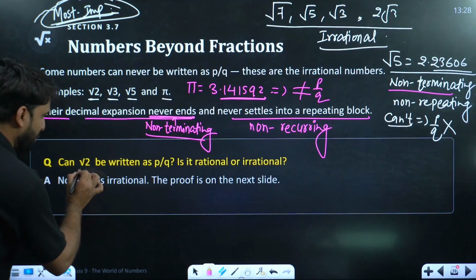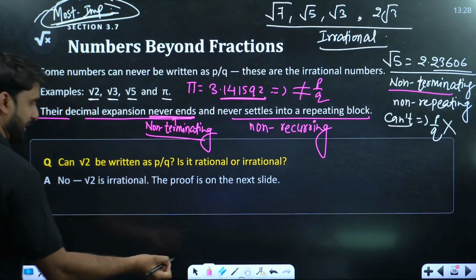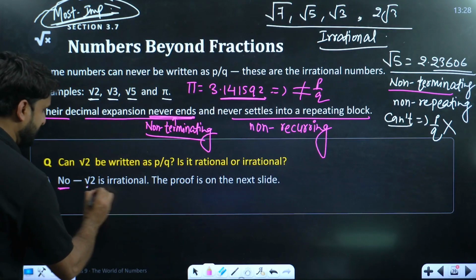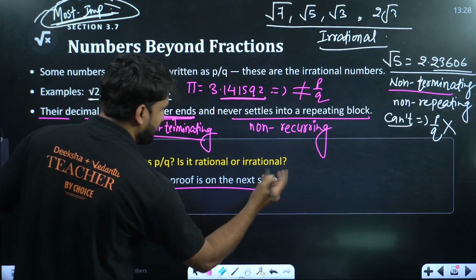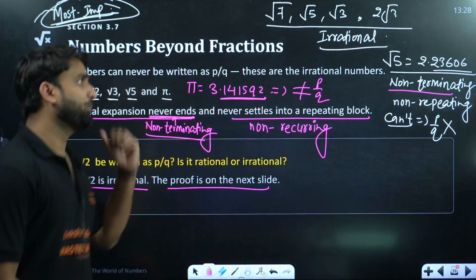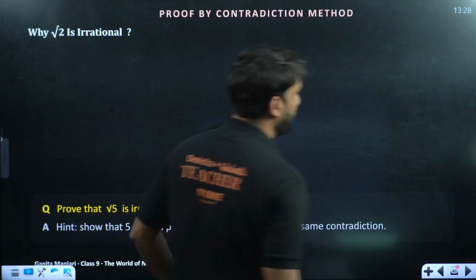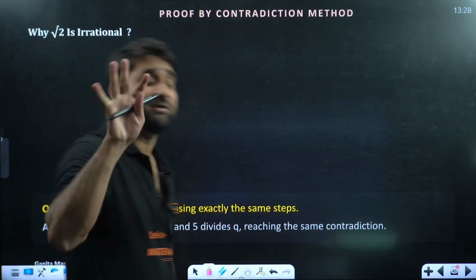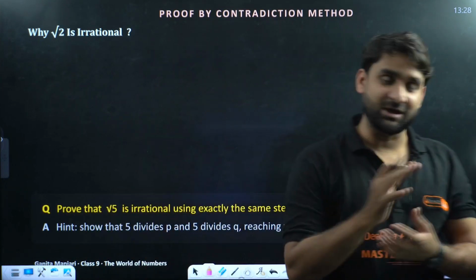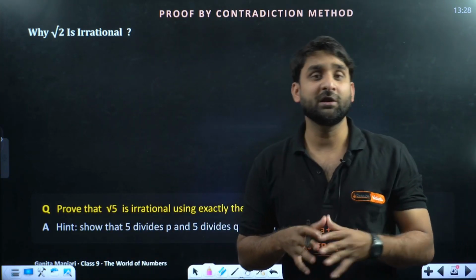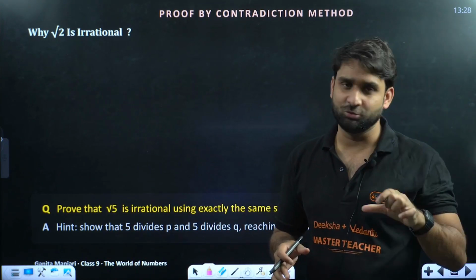So can √2 be written as p by q? No, not at all. √2 is an irrational number. The proof is on the next slide. So let's do the proof of how we can prove √5, √3, √7, except perfect squares. √4 will become a rational number because √4 will give you 2. And 2 can be written as 2 by 1.